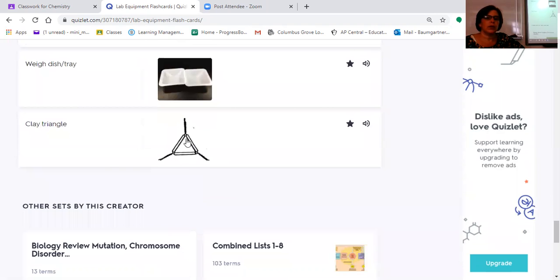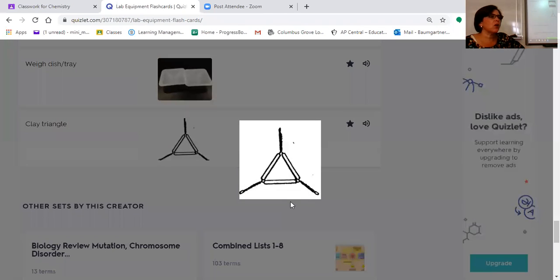clay triangle. There we go. So that guy's called a clay triangle. The wires go on top of the iron ring, and then the triangle part is ceramic. And we use this to hold crucibles. So the only purpose for a clay triangle is to hold a crucible in place.